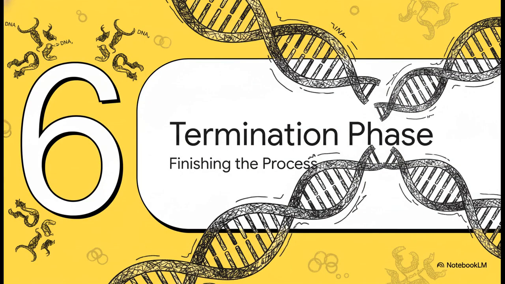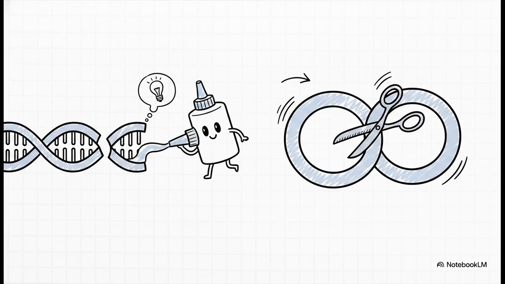This totally frantic building process just races along until we finally hit Section 6, termination, finishing the process. Basically, elongation just keeps going until the expanding replication forks finally crash into each other. When they do meet, the factory has to safely shut down. The newly synthesized DNA is left with thousands of tiny little gaps, especially all over that fragmented lagging strand. So, ligase swoops in like microscopic glue, sealing every single final nick to make the strands perfectly smooth and continuous.